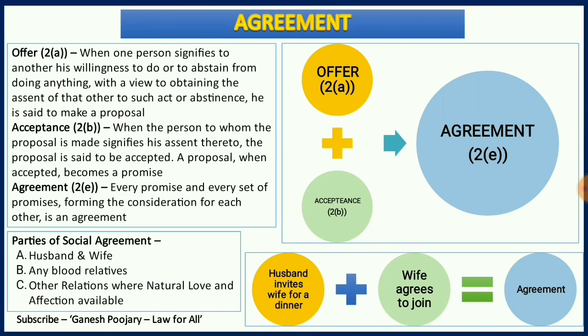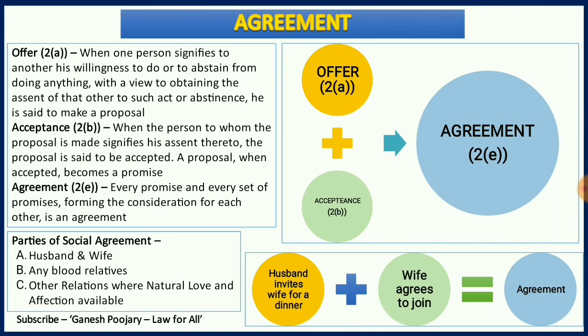And what is an acceptance? Acceptance is defined under Section 2B of the Act, which says when the person to whom the proposal is made signifies his assent thereto, the proposal is said to be accepted. A proposal, when accepted, becomes a promise. See, they are always using the term proposal; in the Indian context, instead of using the term offer, we are using the term proposal in the Act. An agreement is defined under Section 2E, which says every promise and every set of promises forming the consideration for each other is an agreement.